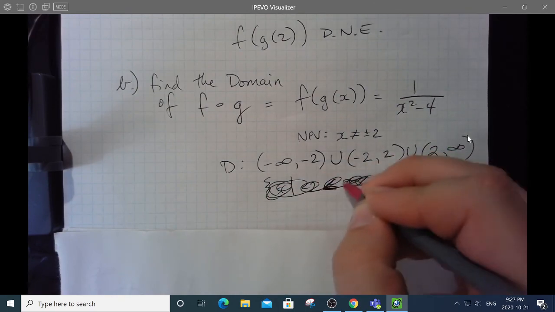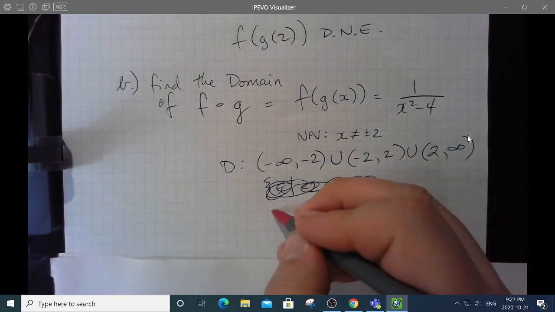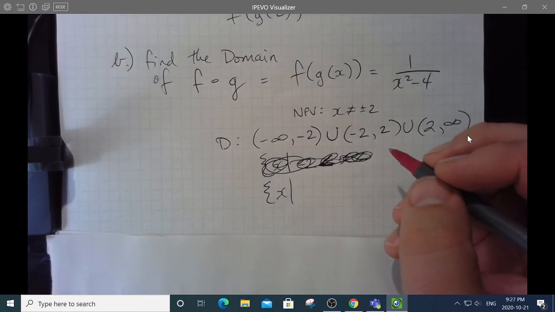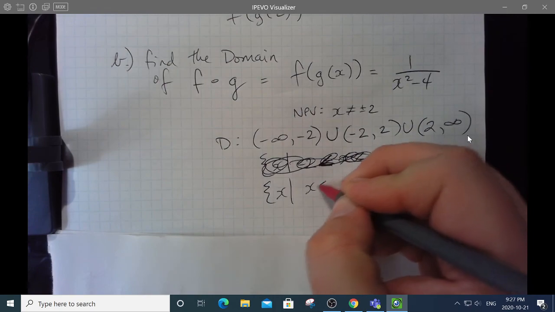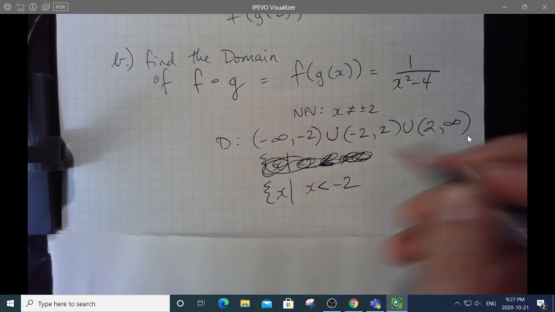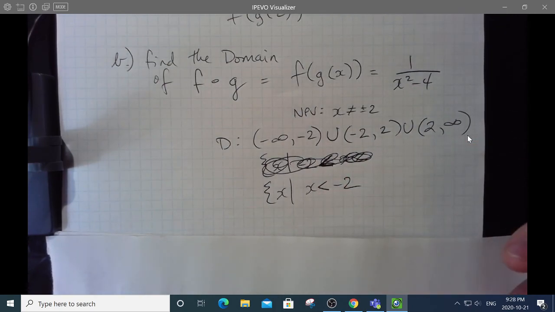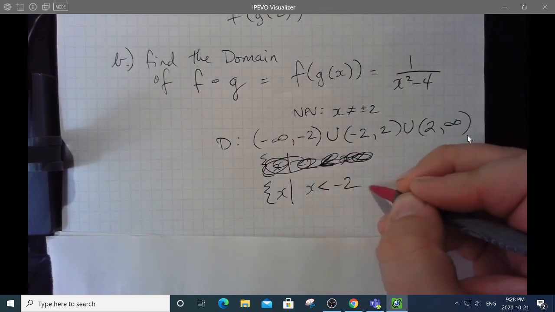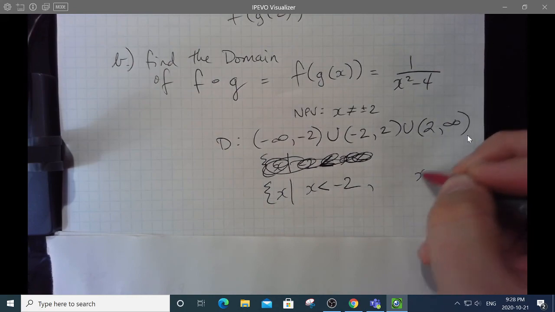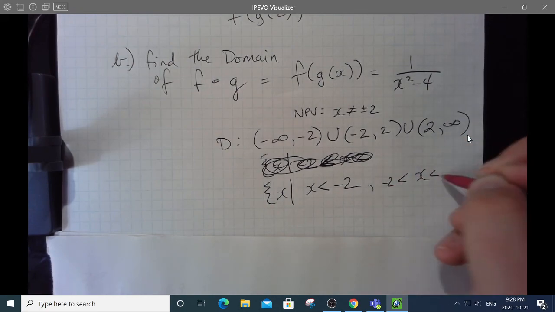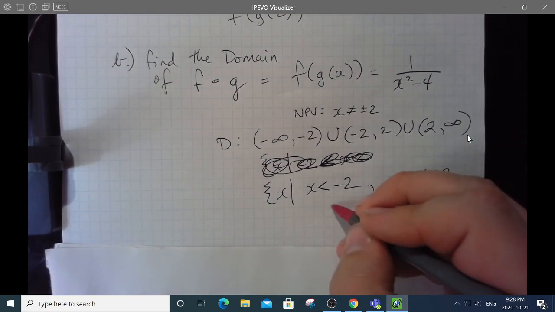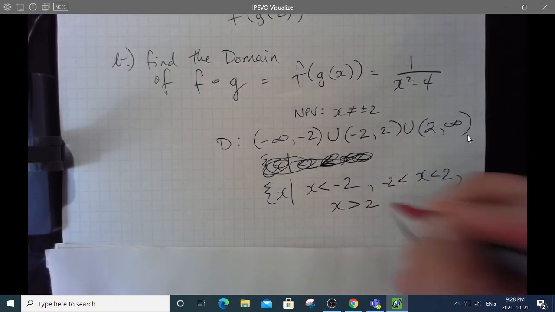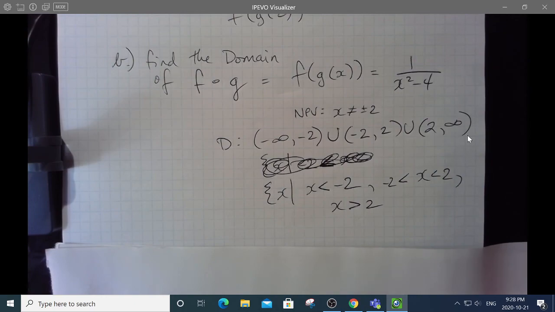Can I start that over? Thank you. X such that. When I think about it, I could say that x is less than negative 2. You know what? I have to do this in steps. I can't do it all in one statement, because it's 3 parts. X is less than negative 2, and then x can be between negative 2 and 2, and then x is greater than 2. So there we go. Boy, that's a lot of writing.